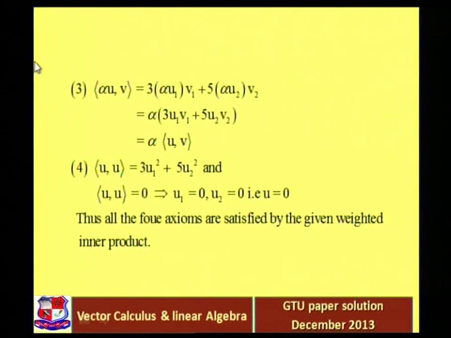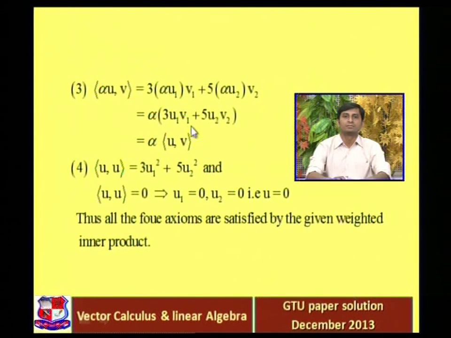Third one, <alpha u, v>, that is by definition 3 alpha u1 v1 + 5 alpha u2 v2. So that is equal to alpha times (3u1v1 + 5u2v2), and that is equal to alpha <u, v>. Clear?